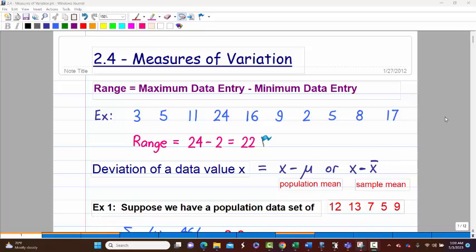Hello, this video is section 2.4, measures of variation, how data is kind of scattered amongst itself. We've covered central tendency in the last section. The first, most basic measure of variation, and the easiest to deal with, is called the range.